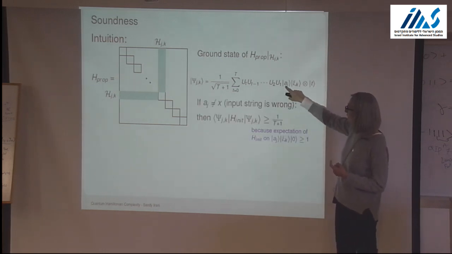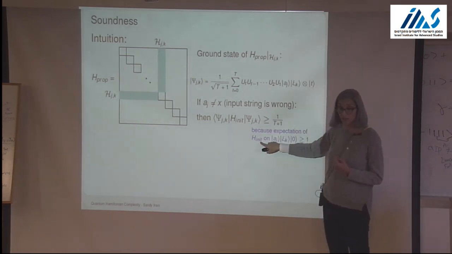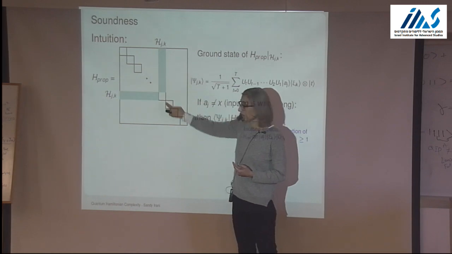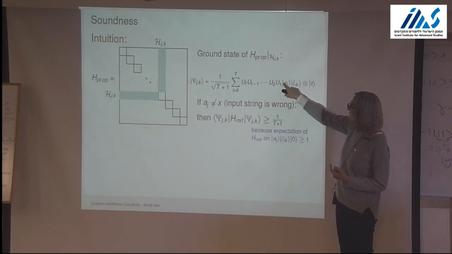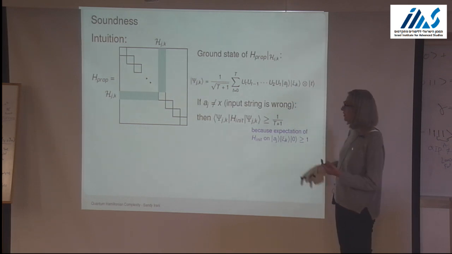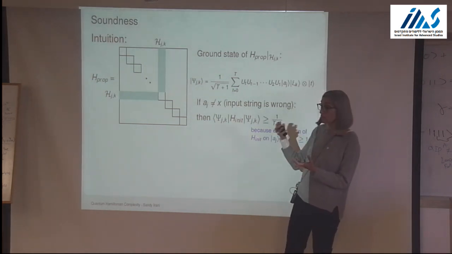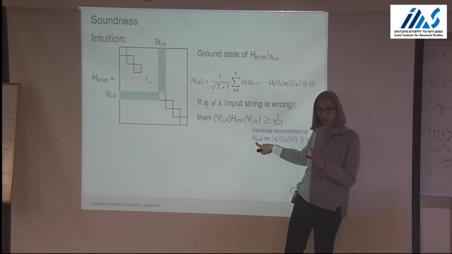If this guy here is not the correct input, then it's going to get hit with H init. So there's going to be at least a 1 somewhere on this diagonal, because when we apply H init to this state, it's going to have a charge of at least 1 here, because this guy is not equal to X. That means the ground state of the H prop part of the Hamiltonian is going to have a high energy with respect to the H init part. This obviously has to be made more formal, but this is the rough intuition.